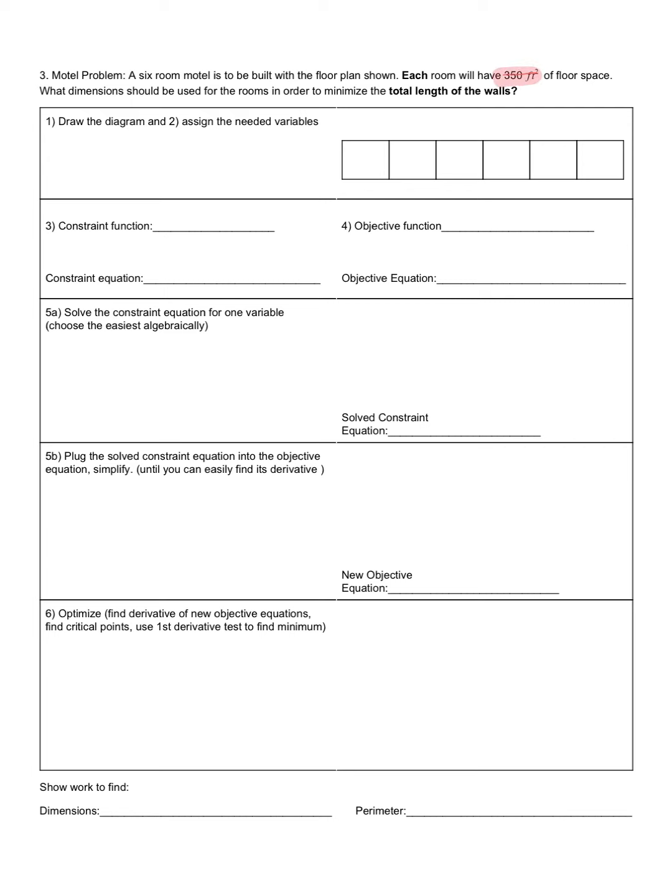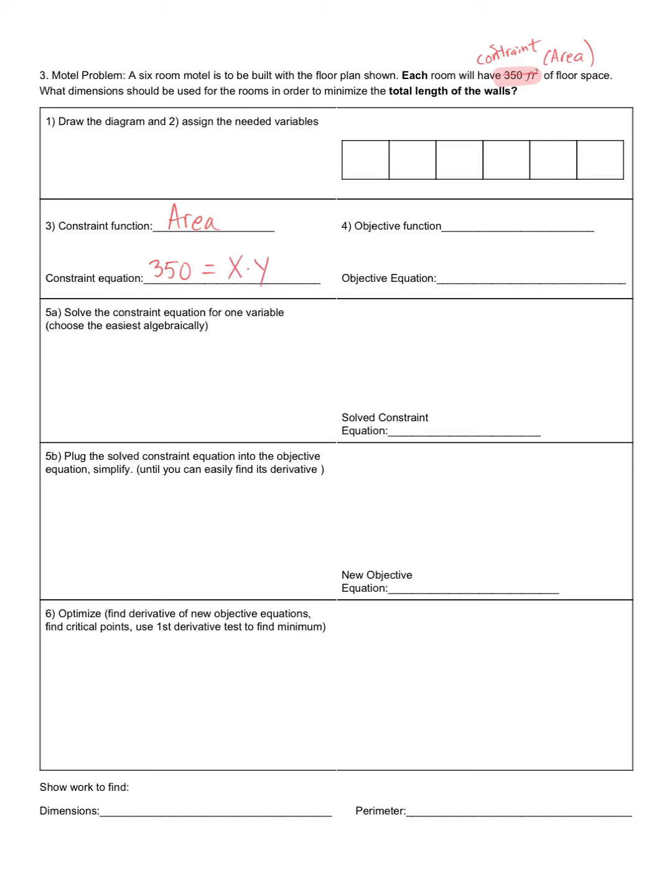Oops, I meant to do a highlighter there. So that is our constraint. I can't spell constraint. Okay, and that is area. Feet squared is area, floor space. All right, so each of those rooms. So our objective function, oh, that's our constraint. Our constraint is area. So, and we know the area is 350. So 350 is equal to, the formula for the area of a rectangle is x times y.